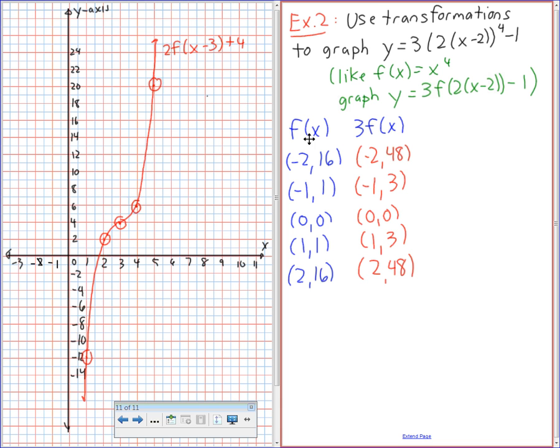All right, 3f of 2x. So it's going to be dividing your x values by 2, so it's going to be negative 1 and 48. Negative 1 half and 3, 0 and 0, 1 half and 3, and 1 and 48.